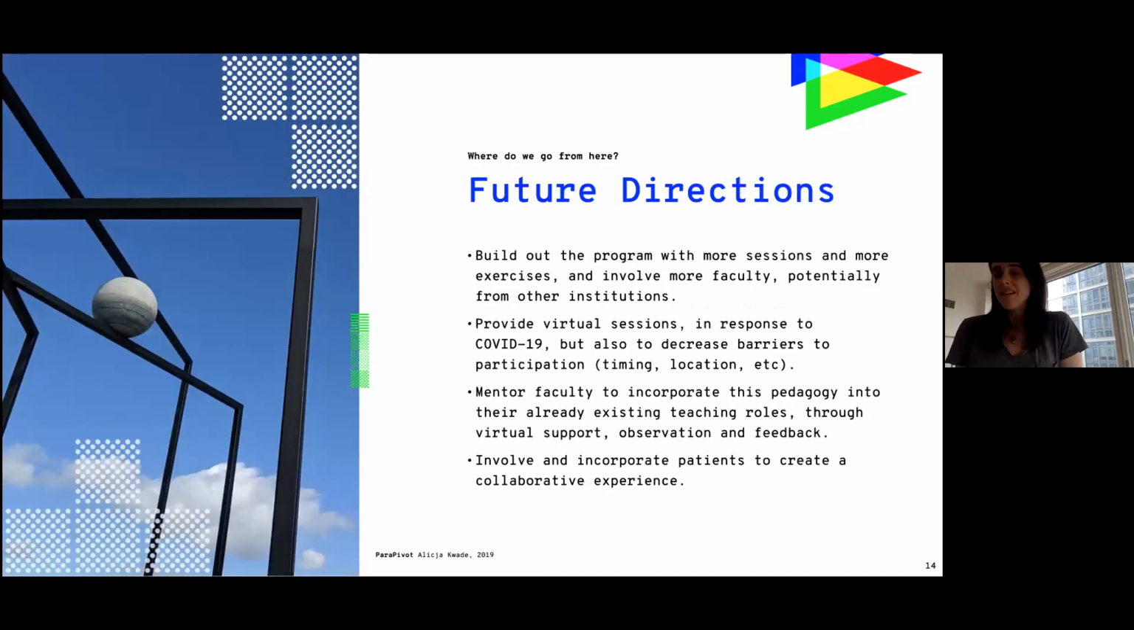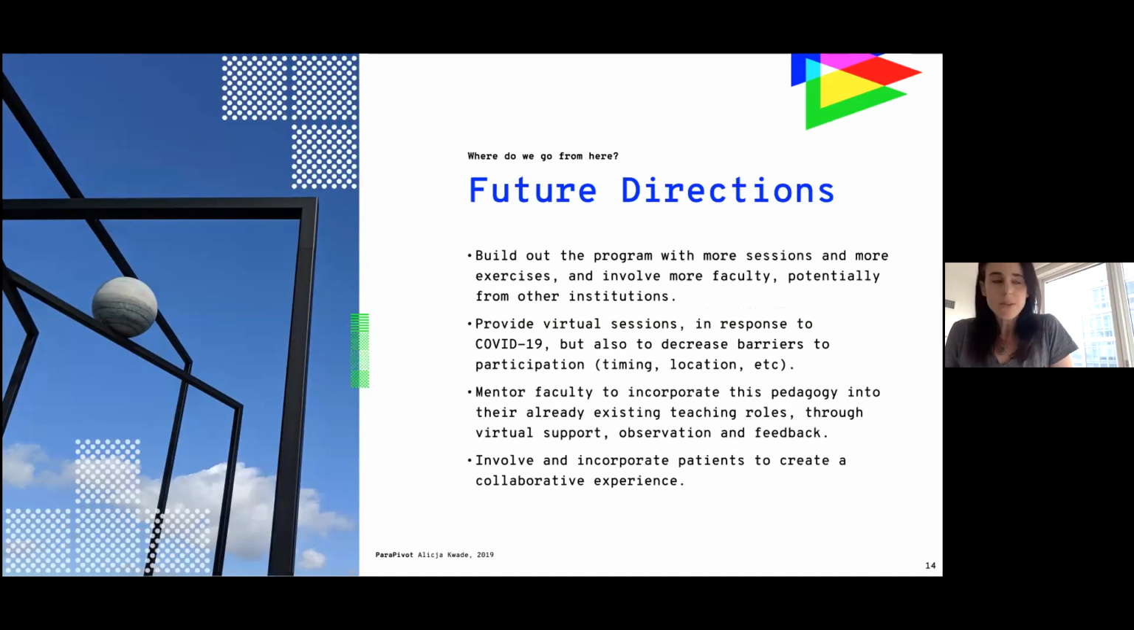I think that there are many interesting future directions that this work could take. We definitely want to build the program out more with more sessions, more exercises, and involve faculty potentially from other institutions. I think that we are going to pivot to a virtual platform, at least for the coming year, in response to COVID-19. But I think one of the benefits of this is that it will allow more participation.